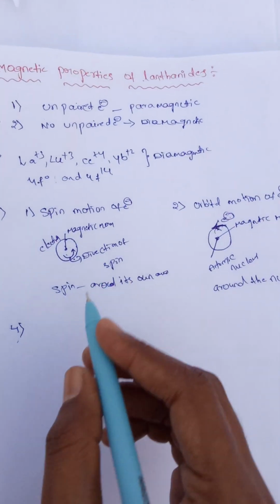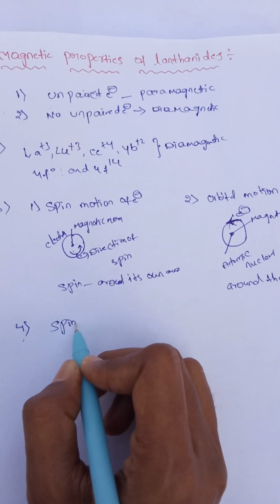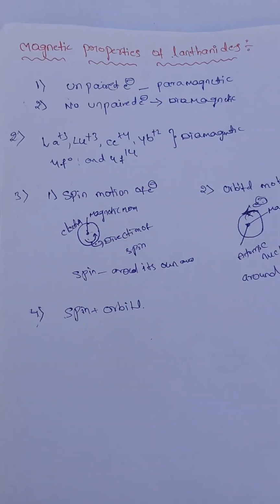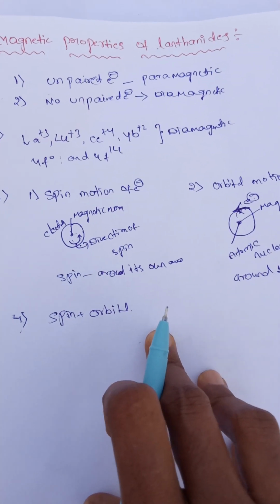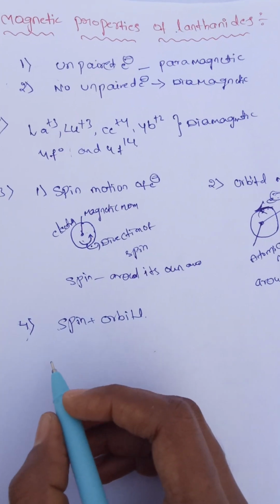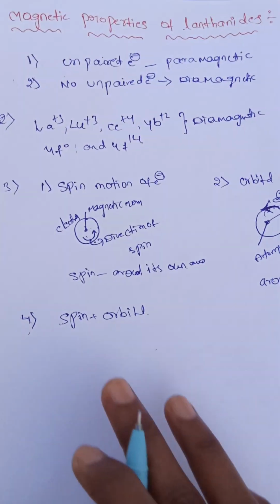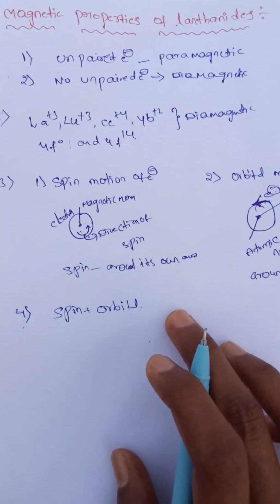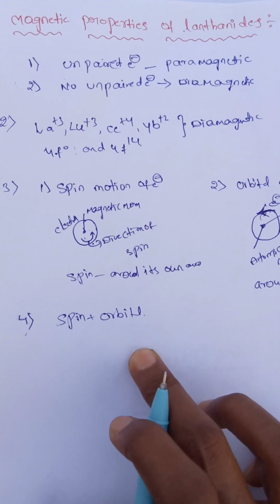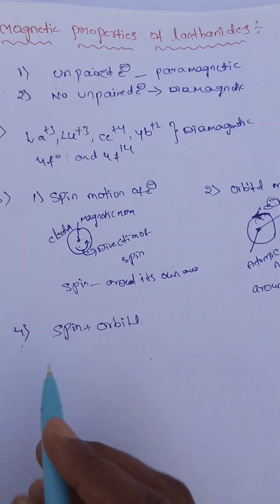So when you calculate the magnetic properties, you consider spin plus orbital motion. This is the coupling. You have to consider both the spin and orbital coupling in the equation. So the fourth point is spin and orbital. The 4f orbitals are deeply buried, so orbital motion will not be quenched. So we have to consider the spin and orbital contribution, that means spin-orbit coupling. That is the fourth point.